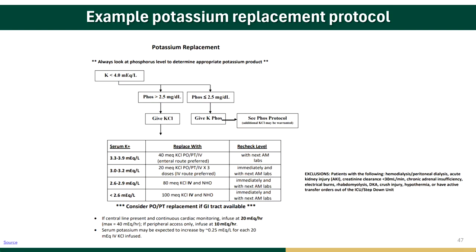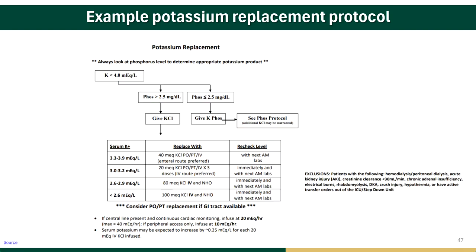Here's an example replacement protocol. If you look at the way it's broken down, you have potassium less than 4. That's the cutoff for when you start to consider the protocol. Then you look at the phosphate, which is either above 2.5 or 2.5 and lower. If it's above 2.5, you would give potassium chloride, which is what this chart is. If it's less than or equal to 2.5, you would give potassium phosphate, and that actually goes to a different protocol in this example, since potassium phosphate also administers phosphate along with the potassium.